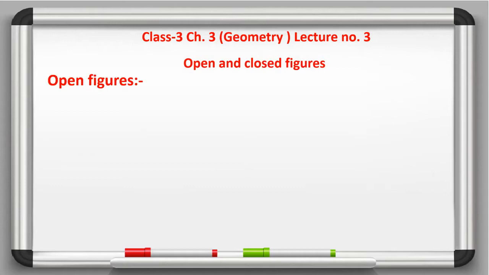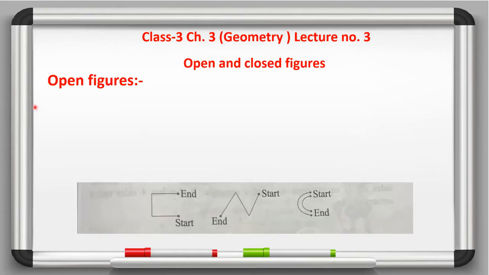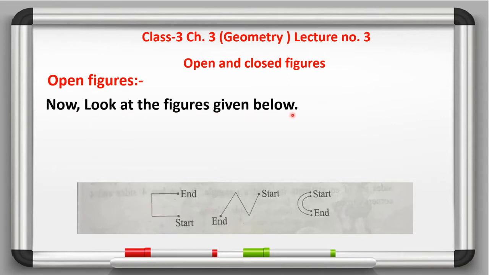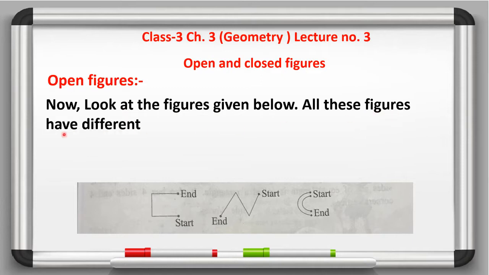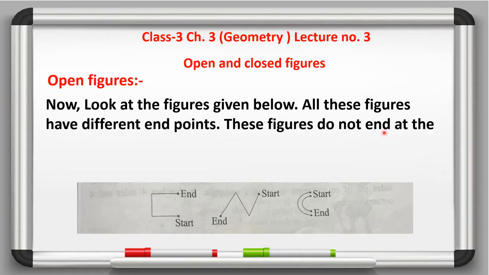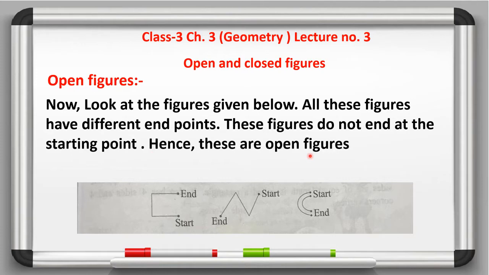Now, beta, open figures. So here, these figures are given. Okay. So now look at the figures given below. All these figures have different endpoints. These figures do not end at the starting point. Hence, these are open figures. Here, beta, end point and starting point are different. So when the end point and starting points are different, then those figures are called open figures. Understood, beta?